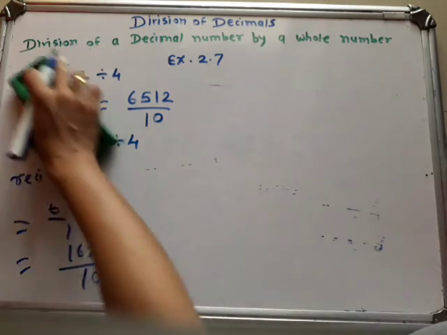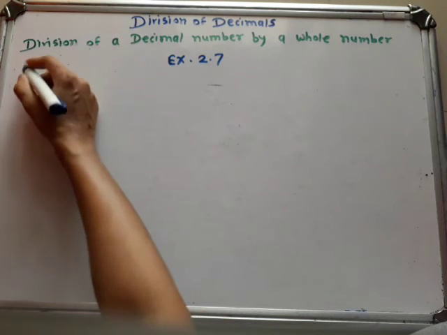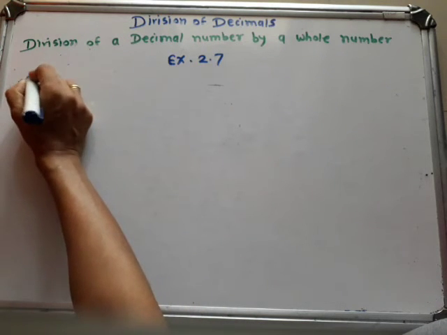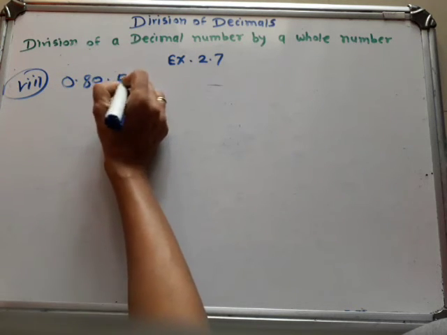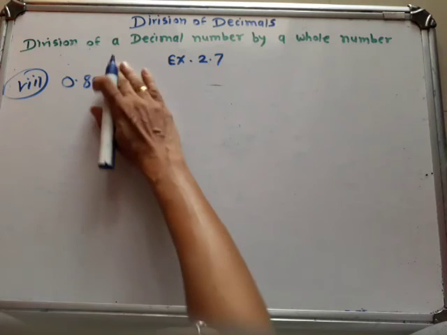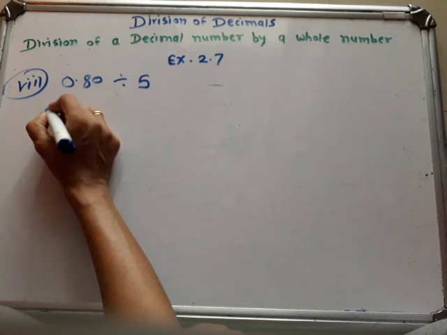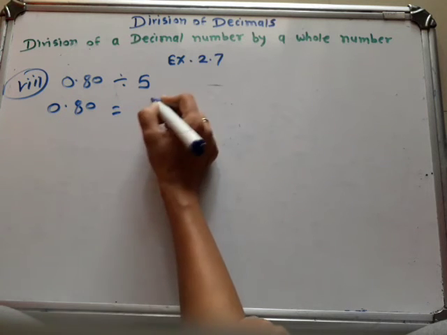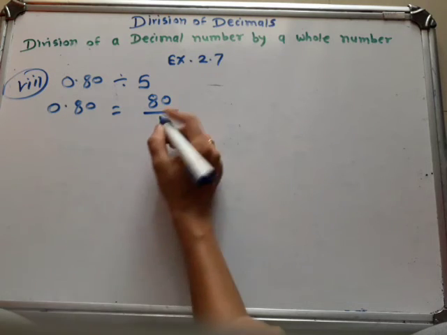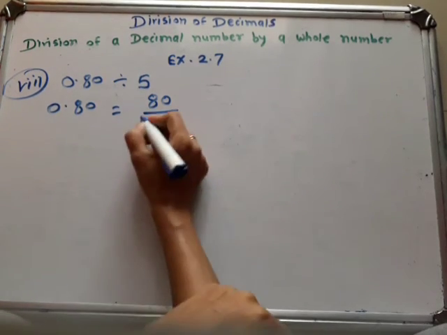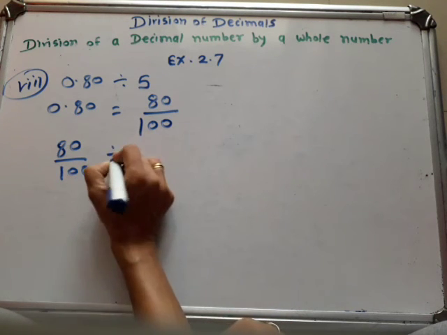Again, we take one more example, the last example, from exercise 2.7, question number 1. The last example is number 8: 0.80 divided by 5. So again, first step, you have to convert 0.80 into a fraction. So you write the number 80. After the decimal point there are two digits, so you put 100. So this fraction is 80 upon 100 divided by 5.